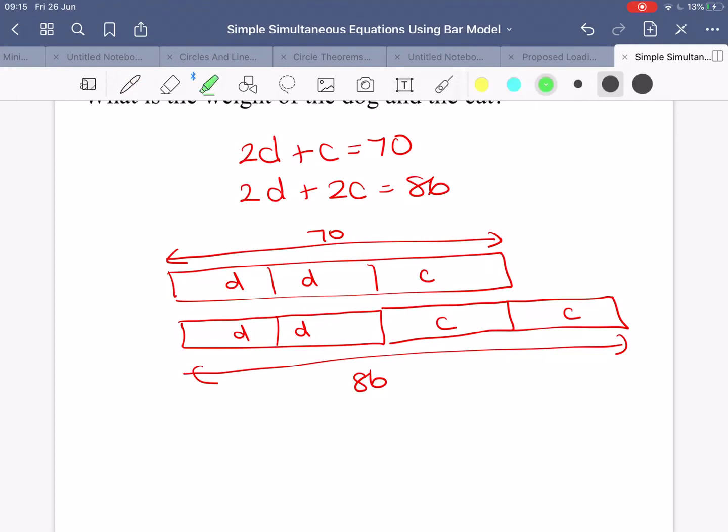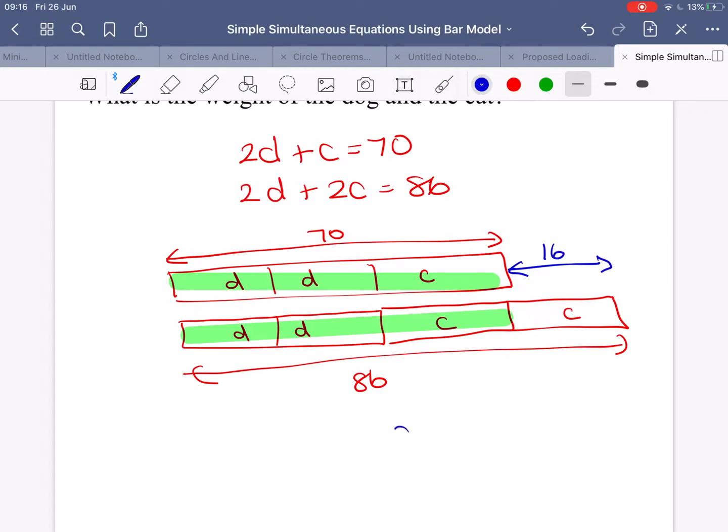Now because this is exactly the same as this, I can quite quickly see that the weight of 1 cat has to be the difference between my 70 and my 86 kilograms. So the weight of 1 cat is going to be 16 kilograms because that's the difference. And the second situation had 1 extra cat.